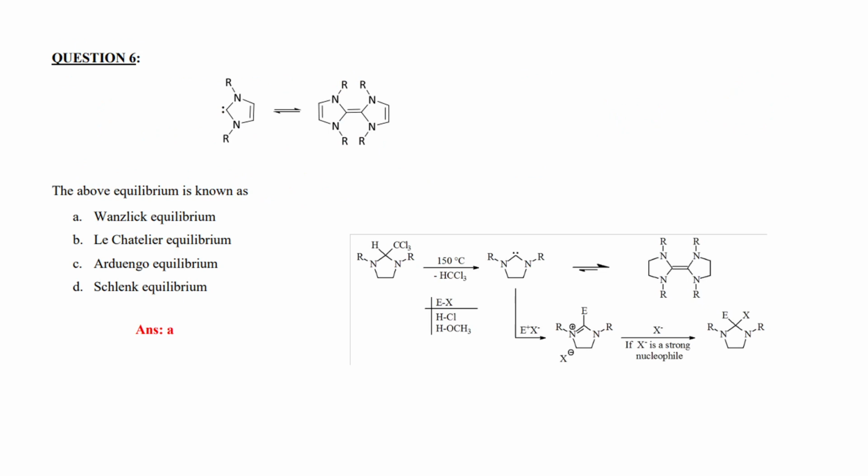Now coming to this. So this kind of equilibrium is known as the Wanzlick equilibrium. So if you have this kind of scaffold, at first you are going to generate this, chloroform would be removed and this carbene is generated. Now it can be in equilibrium like this, or dimer kind of formation, and this is called the acyclic equilibrium.